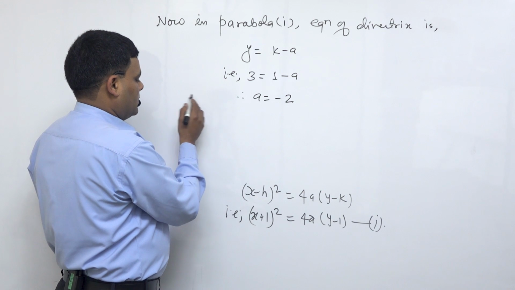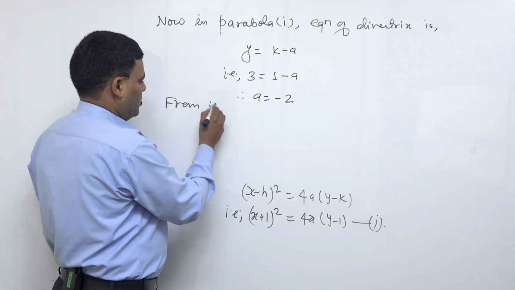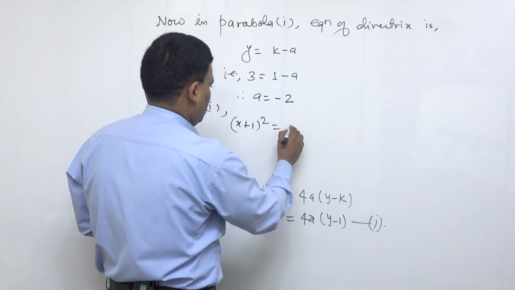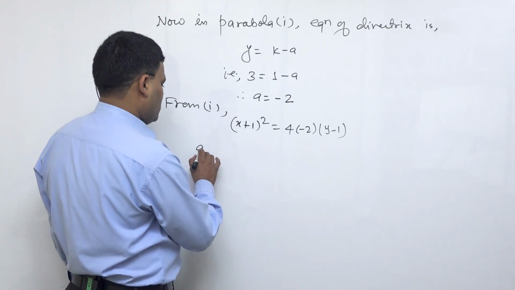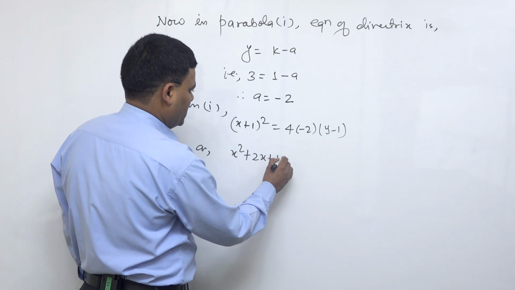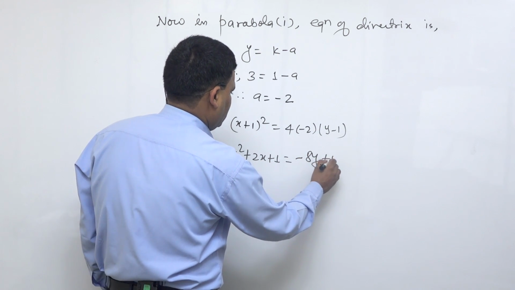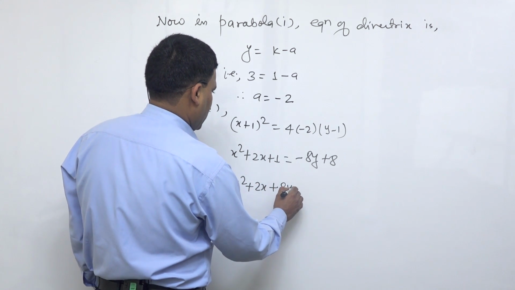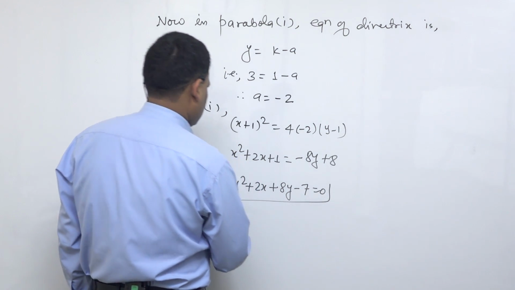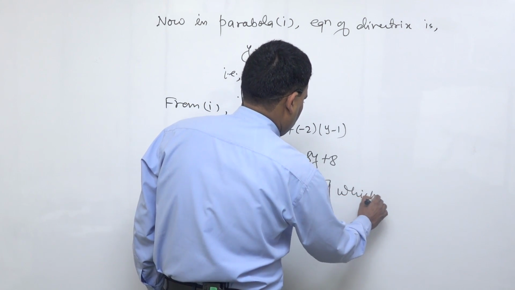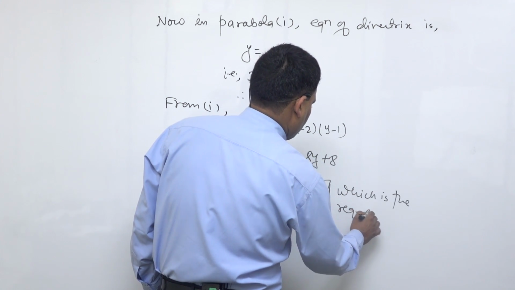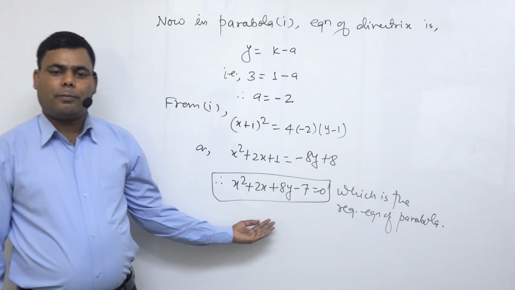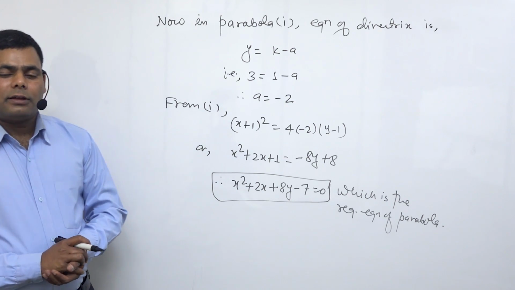Hence, from 1, (x plus 1) whole square equals to 4 into minus 2 into (y minus 1), or x square plus 2x plus 1 equals to minus 8y plus 8. Therefore x square plus 2x plus 8y minus 7 equals to 0, which is the required equation of parabola. In this way, we can find the equation of parabola when the vertex and directrix is given.